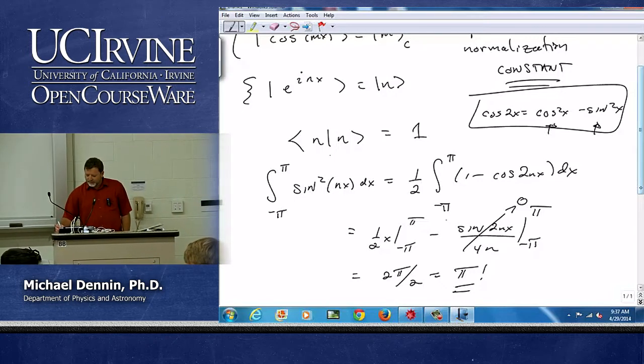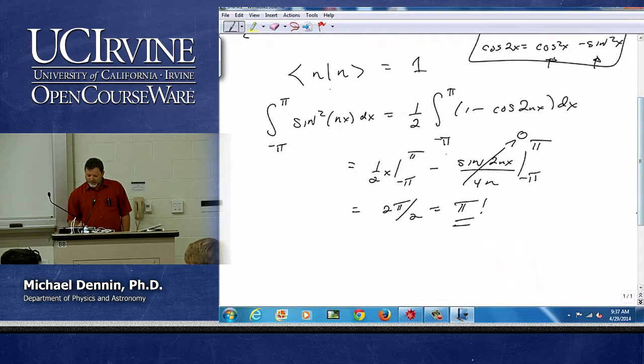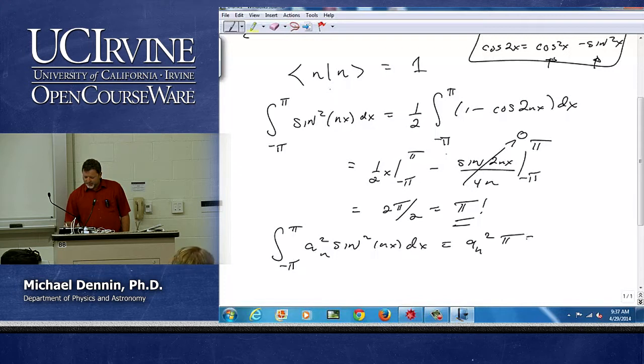Once you have that, then I realize the integral from minus pi to pi of a_n squared sine squared nx dx is just a_n squared times pi, which we want to equal 1. So our normalization constant is 1 over the square root of pi.